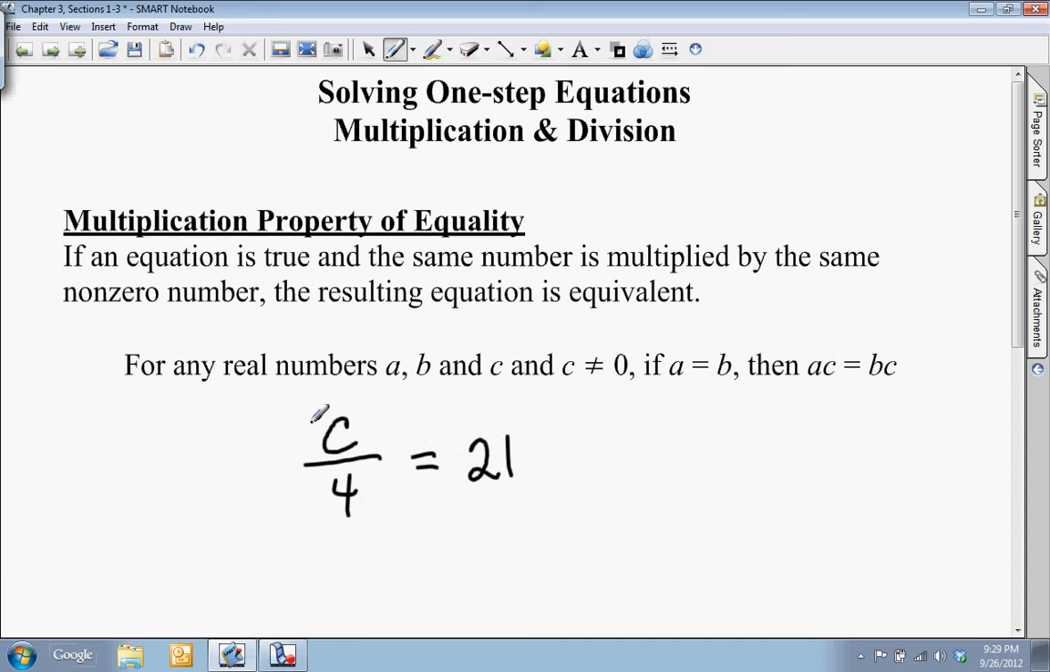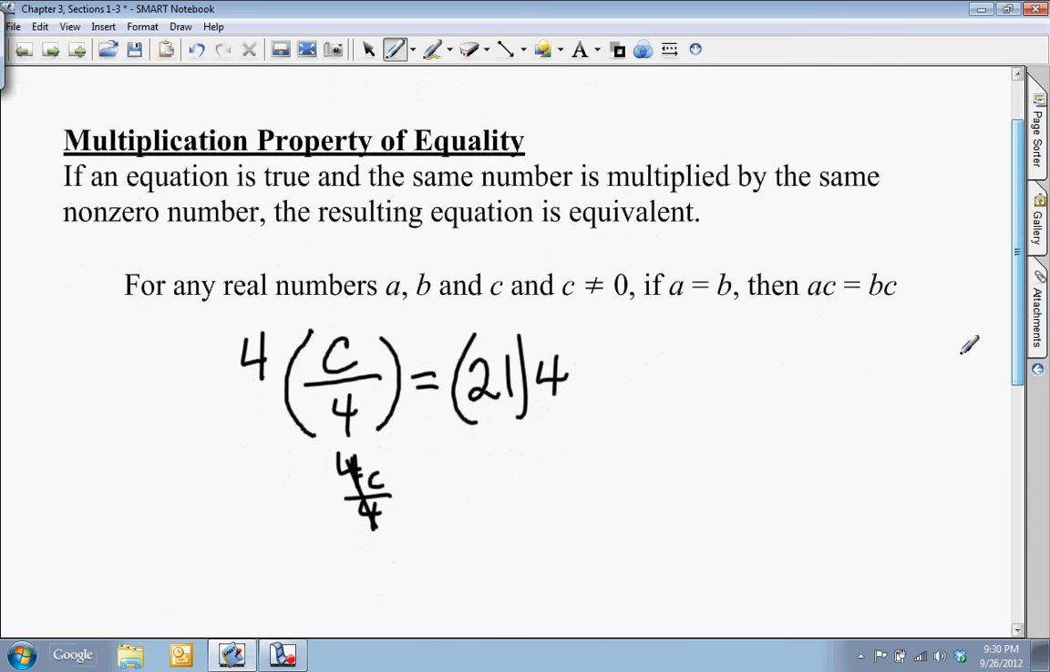And what we've said in any division problem is we can multiply both sides of the equation by the same thing and the equation remains equal. In this case, we always want to identify the denominator of the fraction and multiply both sides by that number. Hopefully we can see here that we would have 4c over 4, and the c's would cancel. This allows us to get c by itself. So c actually equals the product of 21 and 4, or 84.